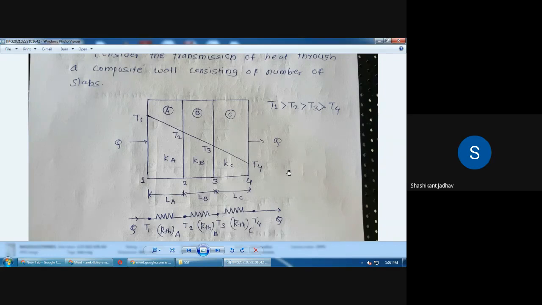So below the layer A, there should be thermal resistance for the layer A. Below the layer B, there should be thermal resistance B, and below the layer C, there should be thermal resistance C. Okay, in that way we have to draw the electrical resistance diagram.